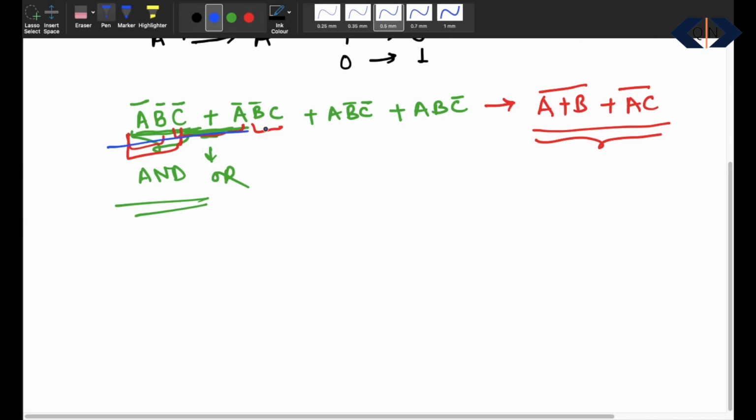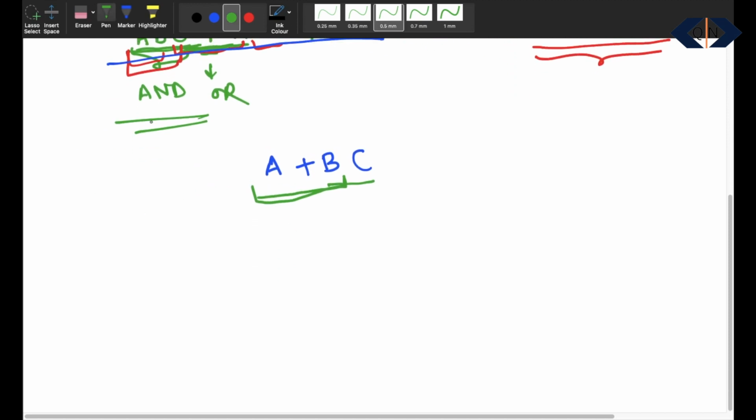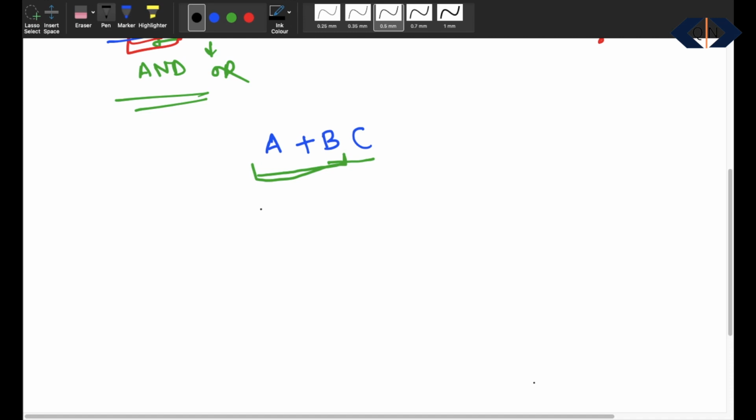I will not take this complex Boolean algebra. Instead, let's write A plus B C. Which will be performed first, this BC or this A plus B? Let's see if we can get the same result or not. Now let's look at the truth table so that we can come to a conclusion about which should be applied first, OR or AND.